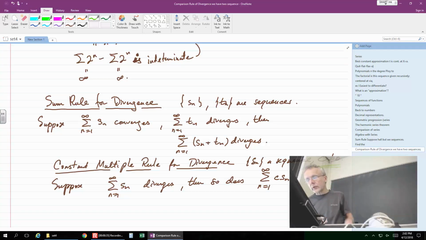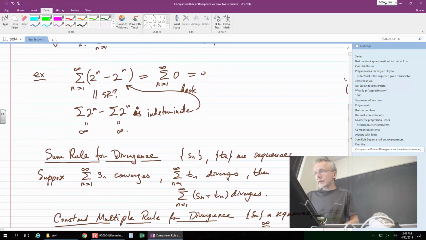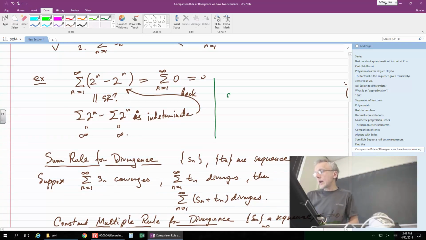For the constant multiple rule, the difference is that if you multiply by 0, then you turn a divergent series into a convergent one. In the meantime, the complexity of the sum rule under divergence is that you don't want to add two divergent series and assume that they will diverge as well. That's exemplified here. So divergent plus divergent, we cannot say for sure that it is divergent.